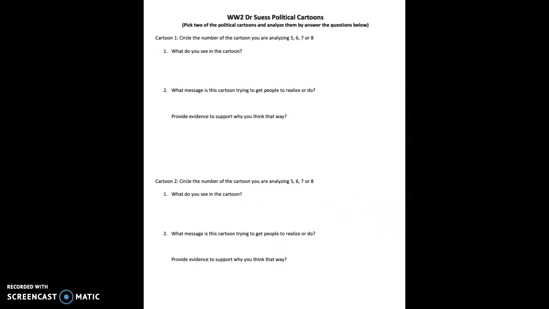The analysis document looks like this. You're going to start by identifying which cartoon that you're going to do. So there's numbers at the bottom of each cartoon, so you're just going to circle which one you're doing, 5, 6, 7, or 8. You're going to describe what you see in the cartoon, and then what message is this cartoon trying to get people to realize or do. So sometimes it's to get people to think differently. Sometimes it's motivate people to do something differently.